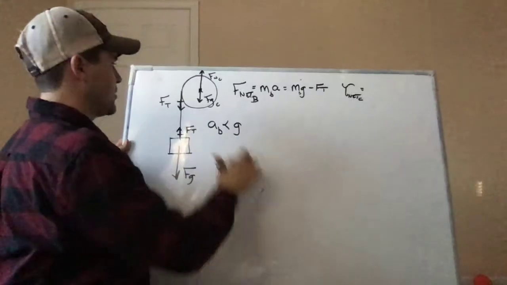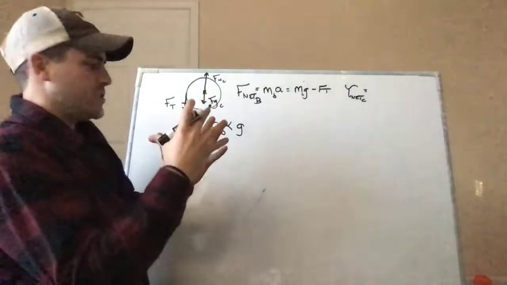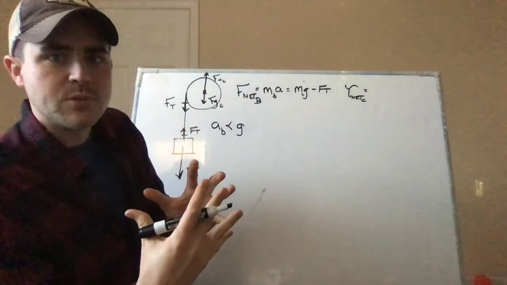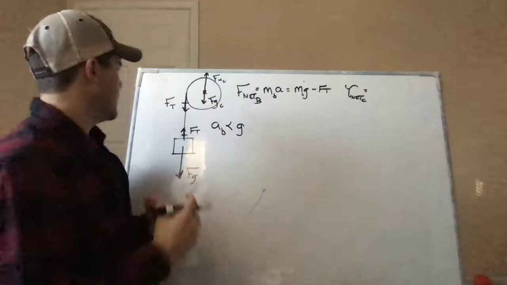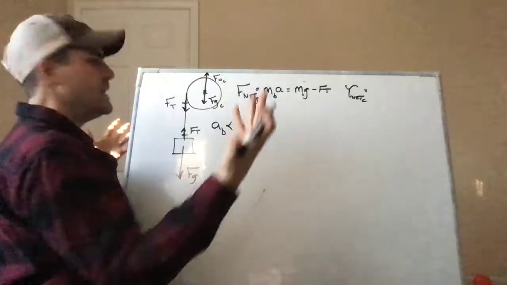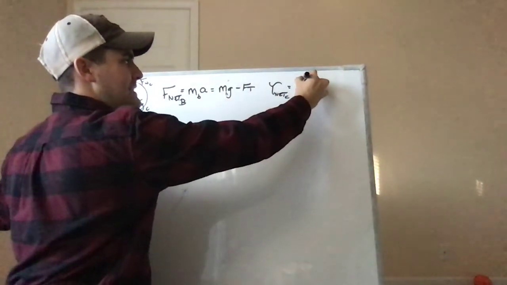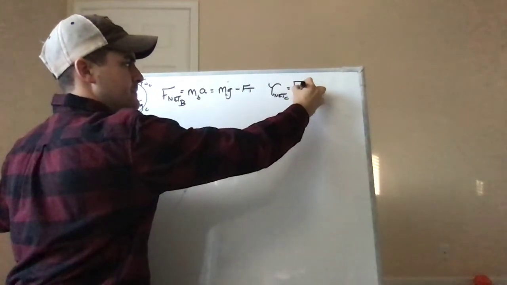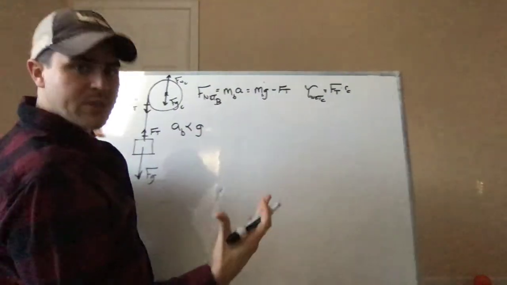All right, let's look at the picture. What forces on the cylinder are producing a torque? What forces are acting away from the axis of rotation and perpendicular to the lever arm, to the radius? The only force that's acting not at the axis of rotation is the tension force. So the net torque is equal to Ft times the radius of the cylinder. That's a net torque expression.